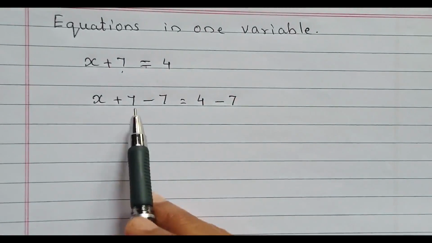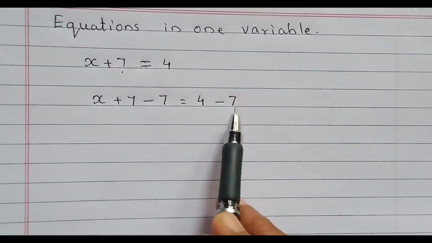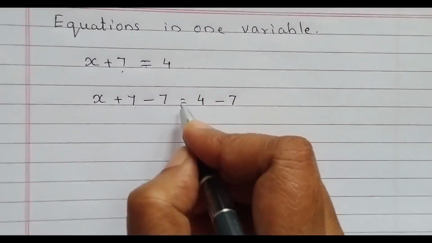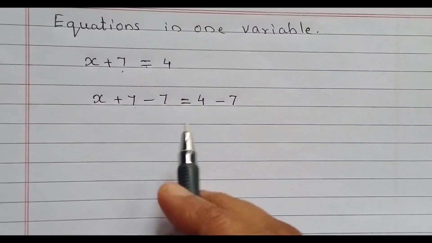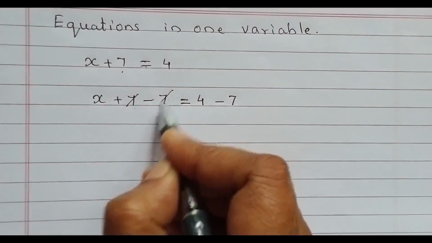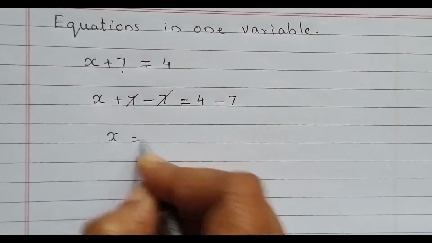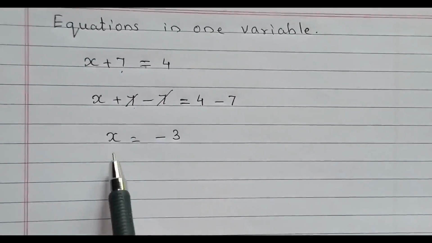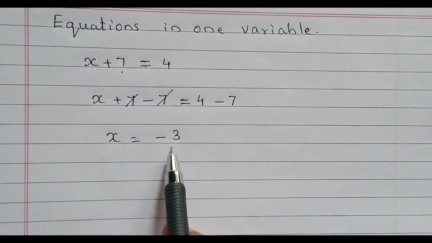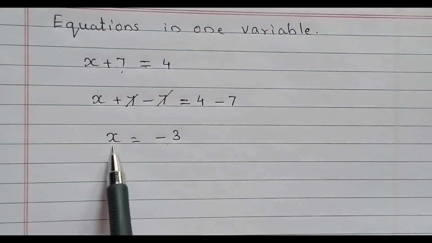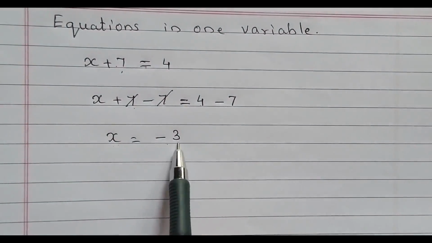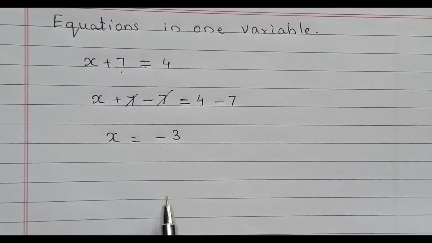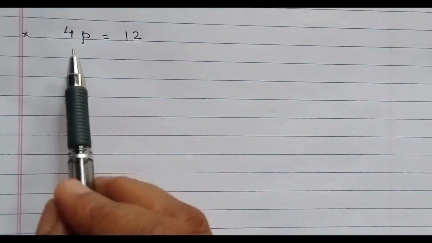Now in this method, whatever you do on the left hand side should be done on the right hand side. Otherwise the equality will change. Now here 7 and 7 will cancel out. So you have x is equal to 4 minus 7 is minus 3. So you got x is equal to minus 3. What does this tell us? This tells us that if we put x is equal to minus 3 in the equation, we will get the right hand side.